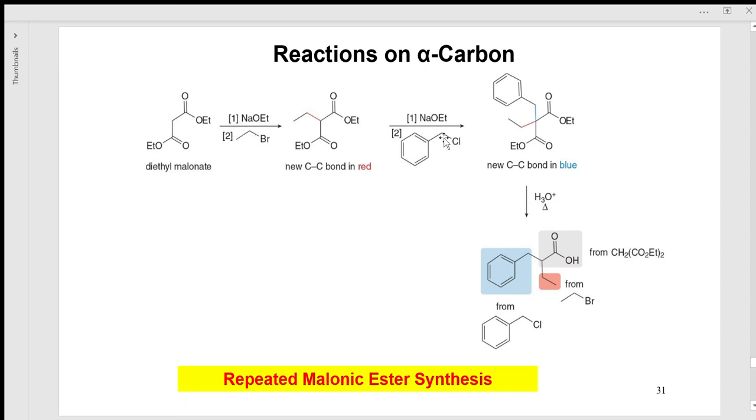Because there is still one more alpha hydrogen here, we can do one more step to form a new molecule. You see, this is from the second step, and this is from the first step. Basically, two alpha hydrogens are replaced by two alkyl groups from the alkyl halides. The next step is hydrolysis of the esters to form a diacid, and then a decarboxylation reaction to form the final product. So this is called a repeated malonic ester synthesis.